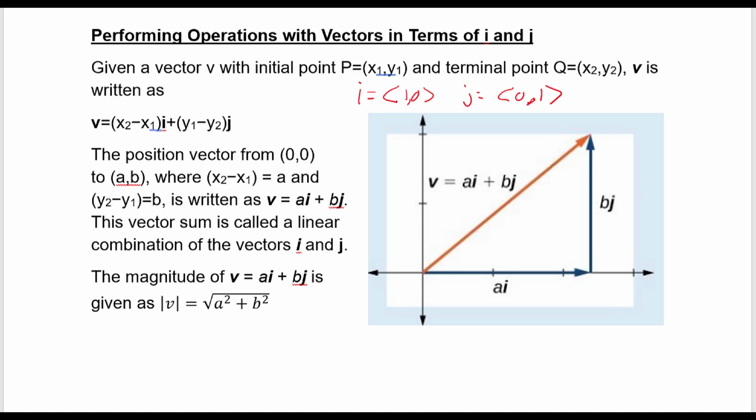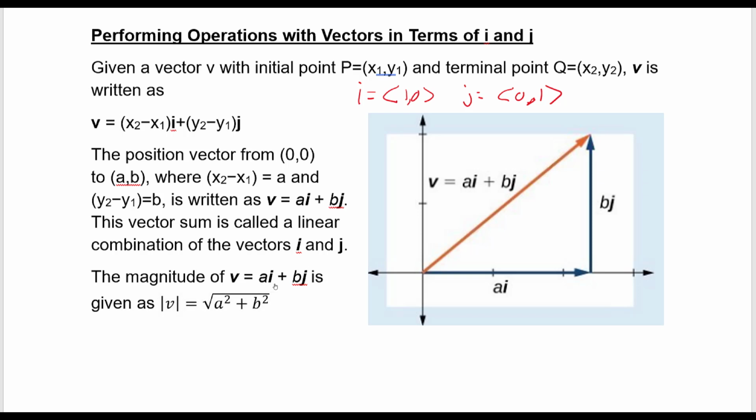Given a vector v with the initial point P at x1, y1 and Q at x2, y2, v is written as v equals x2 minus x1 times i plus y2 minus y1 times j. So the position vector from 0, 0 to a, b, where x2 minus x1 is a and y2 minus y1 is b, is written as v equals ai plus bj. This vector sum is called a linear combination of the vectors i and j.